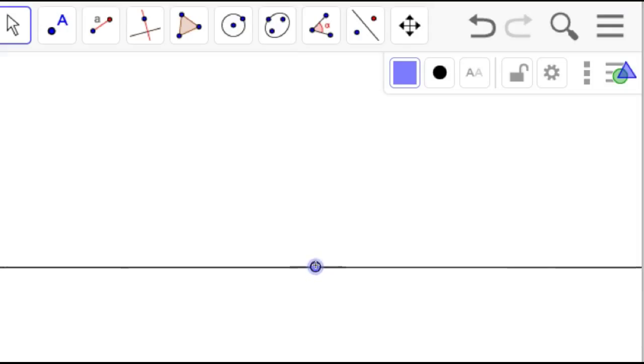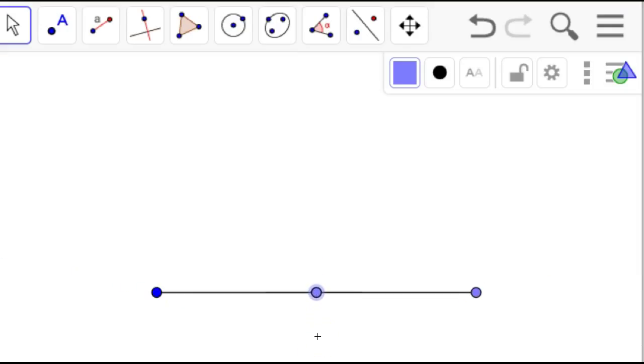So if we zoom out so we can just see our line, there's our 6 centimeter line that we began with. You can see that we've formed a straight line. We have not formed a triangle. So what's that tell us?